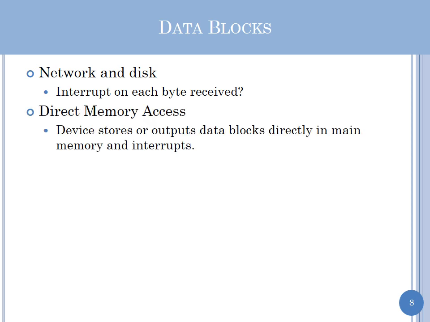Even in the old computers, the disk would take a whole sector and copy it directly to memory, and then it would interrupt after that copy had been done. And the network card will buffer a lot and transfer. So that's DMA, or direct memory access.